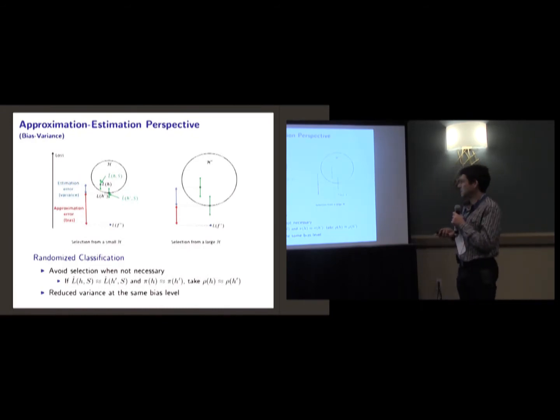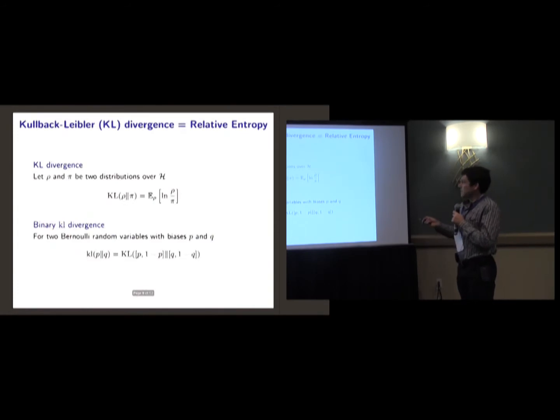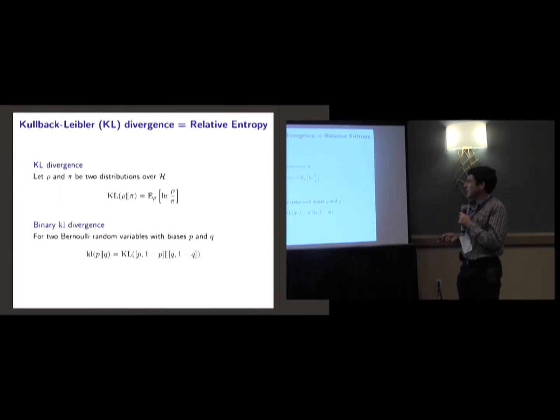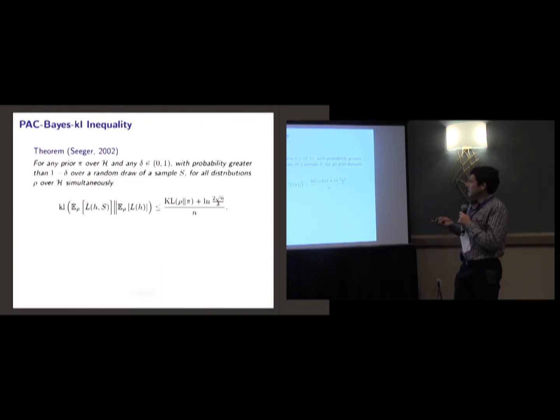Just notation: I'm using the big KL for the standard KL divergence and the small kl for the binary KL divergence. This was already said a lot of times today. And we have the classical PAC-Bayesian theorem by Matthias Seeger. For any prior pi over the hypothesis class and any delta in (0, 1), with probability greater than 1 minus delta over a random draw of sample S, for all posterior distributions simultaneously, the binary KL divergence between the average empirical loss and average expected loss is bounded by this KL plus logarithm over n.